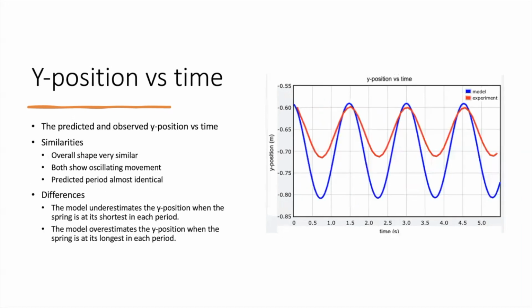For the y position versus time graph, the predicted and observed y position versus time are also shown here. And the similarities are that the overall shape is very similar, both show oscillating movement, and predicted periods are almost identical. The differences are that the model underestimates the y position when the spring is at its shortest in each period. The model overestimates the y position when the spring is at its longest in each period.